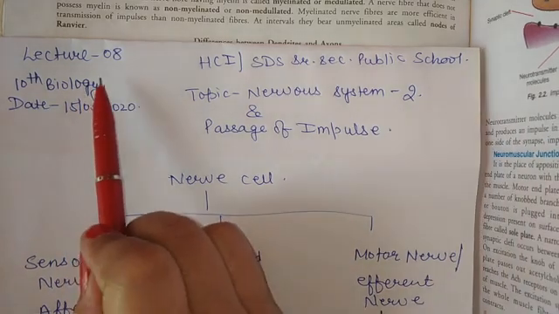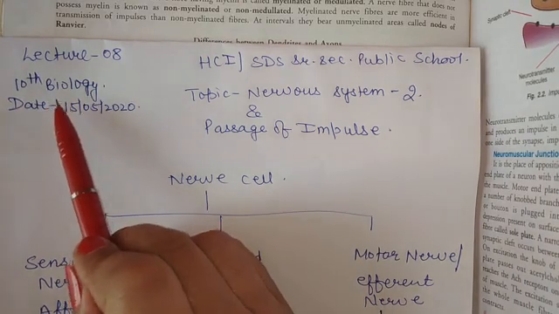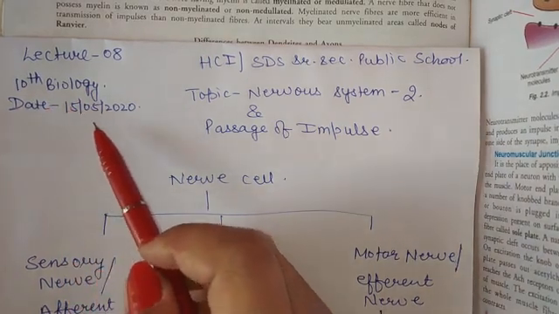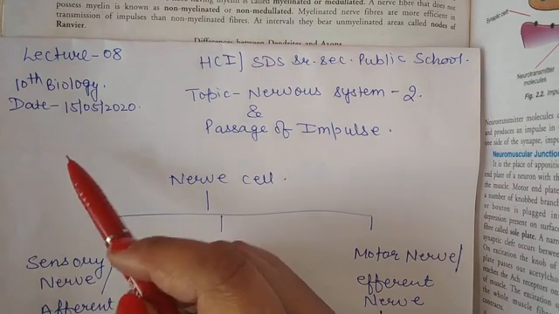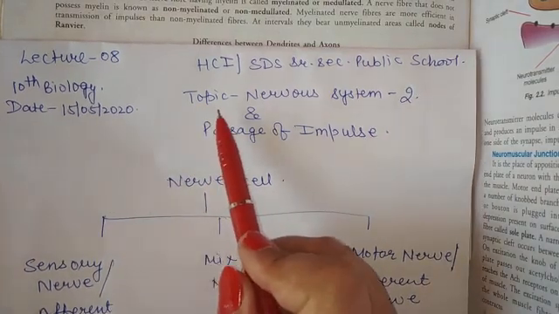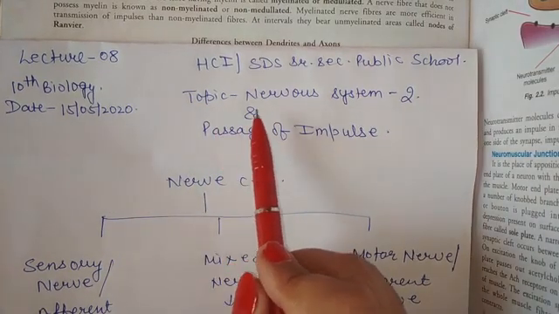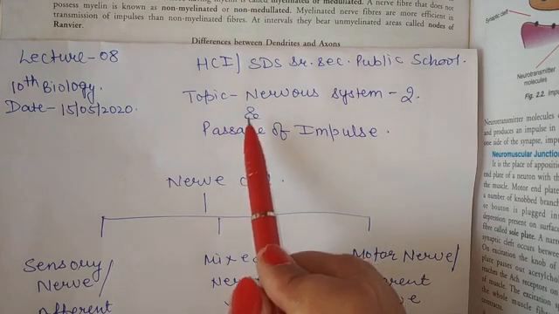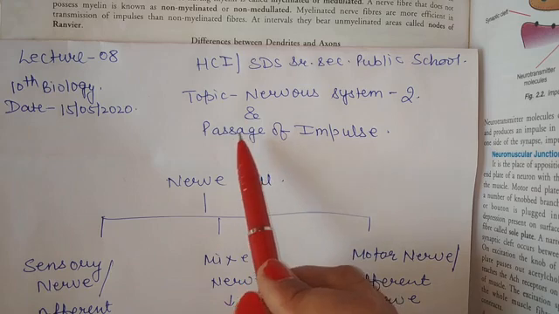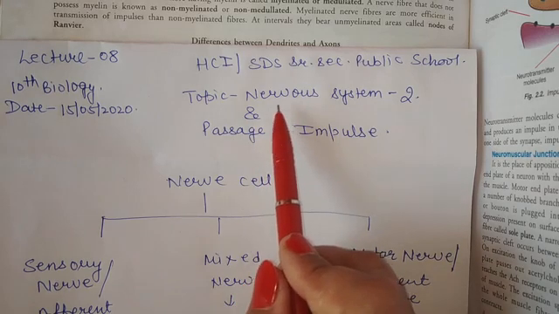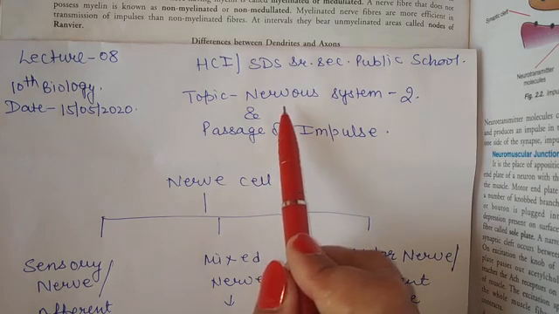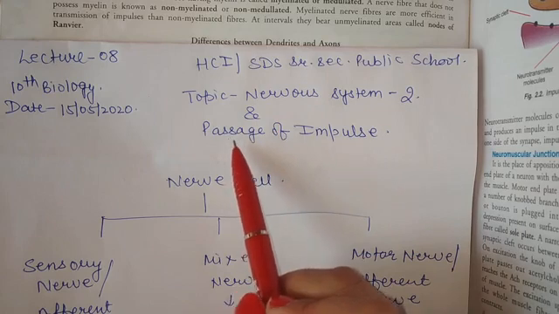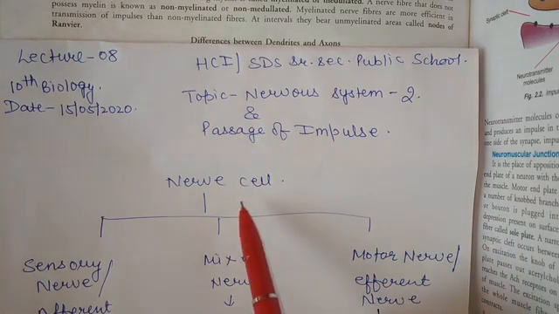It is my lecture number 8 of the 10th biology class of the chapter Control and Coordination. So today I want to discuss with you the topic nervous system. Some part of the nervous system I discussed with you in the earlier video, so some left part I want to discuss with you in this video. And the second topic is the passage of impulse.